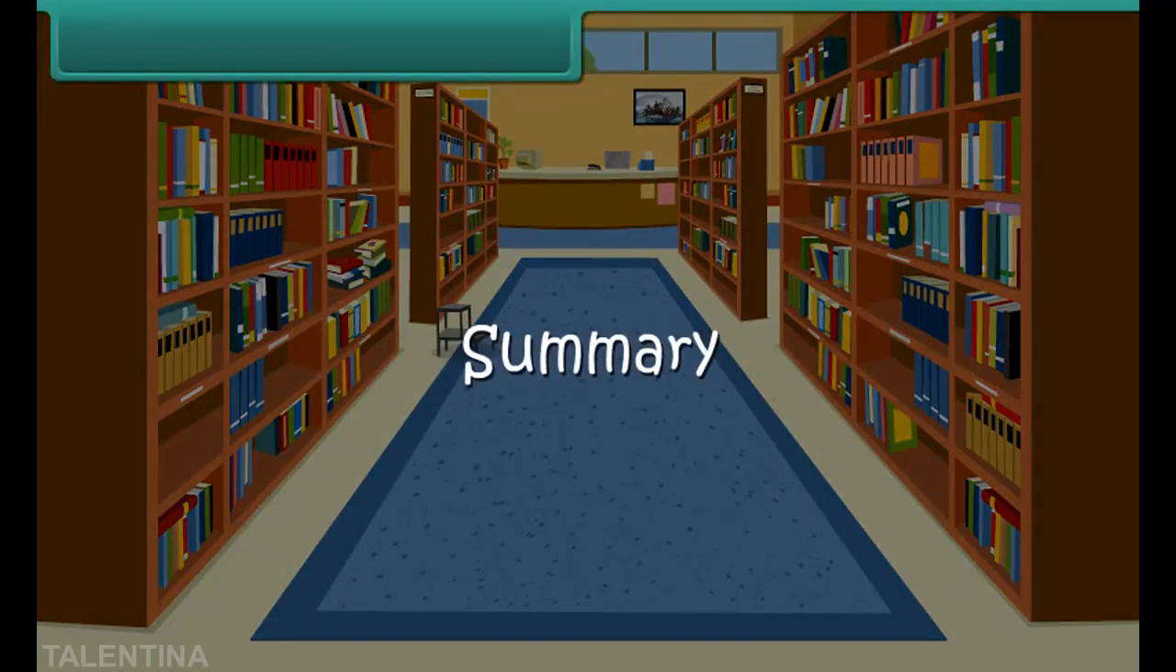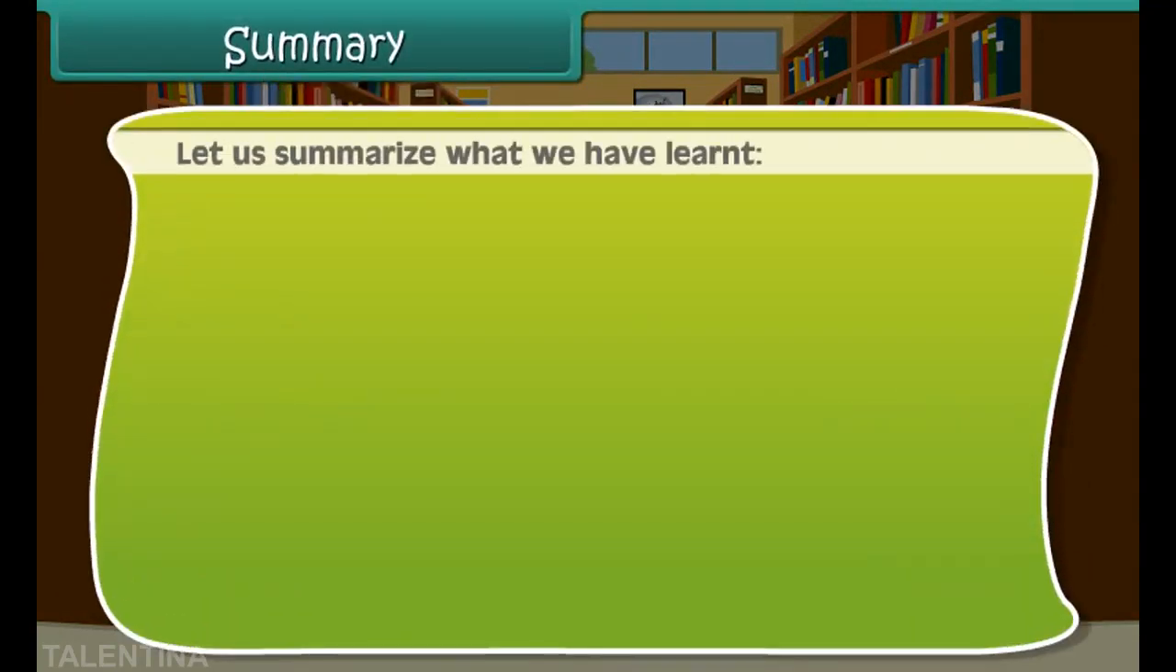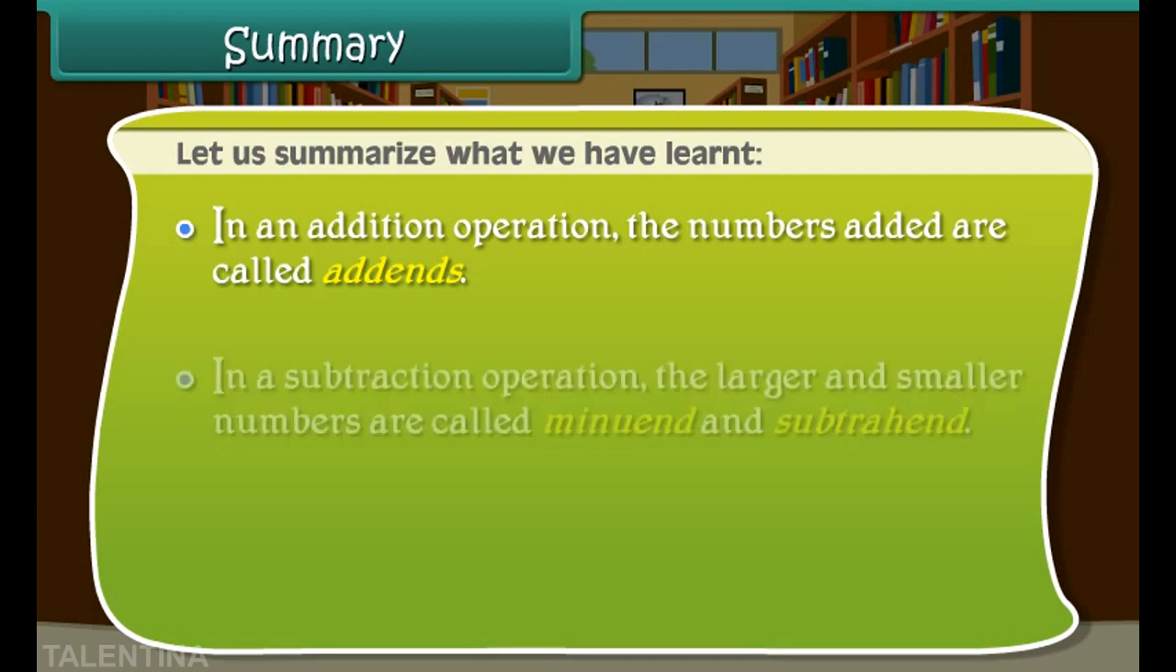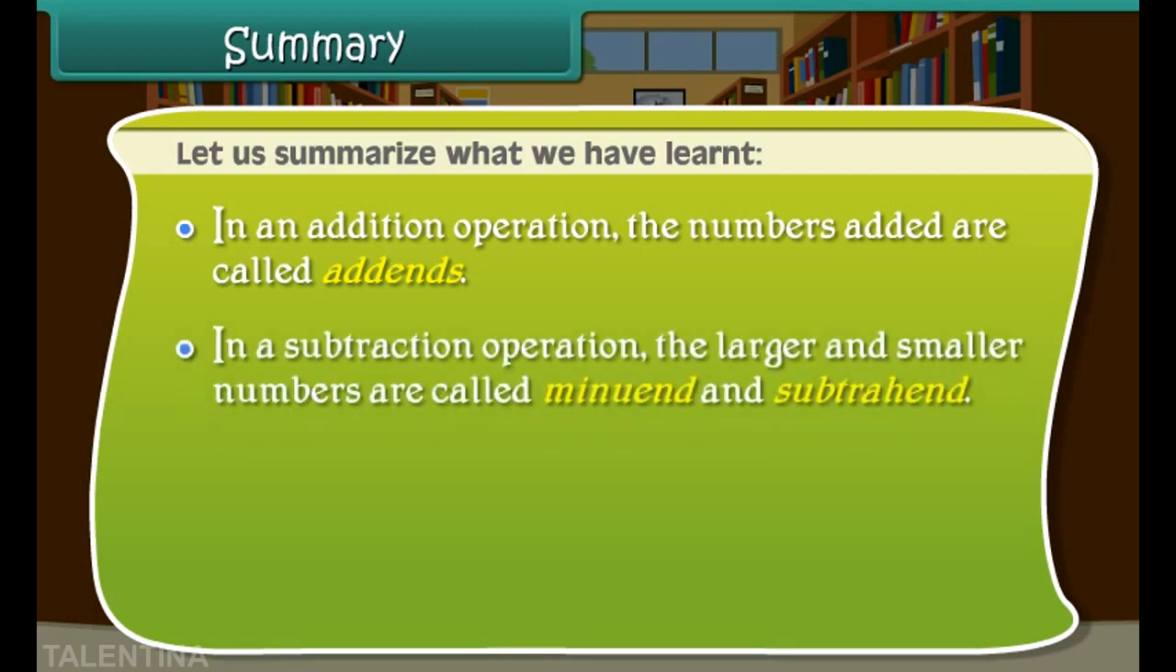Summary. Let us summarize what we have learned. In an addition operation, the numbers added are called addends. In subtraction operation, the larger and smaller numbers are called minuend and subtrahend.